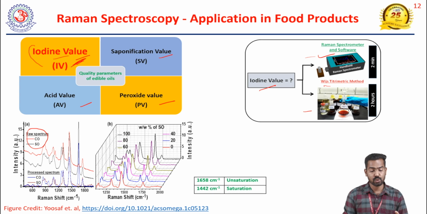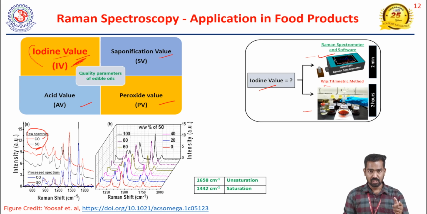Why I chose this is very easy to understand. Coconut oil has a very high level of saturation content. Saturation means, from the chemistry point of view, the single bond content. What about sunflower oil? It has a higher unsaturation level. What is the meaning? It has a higher double bond content.